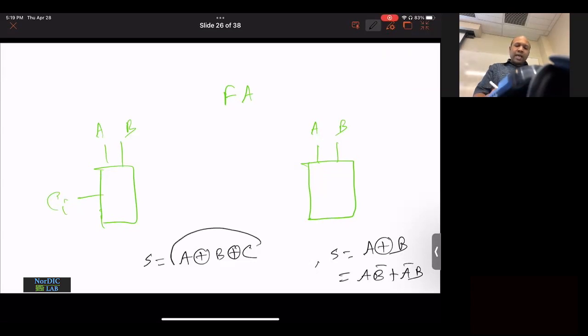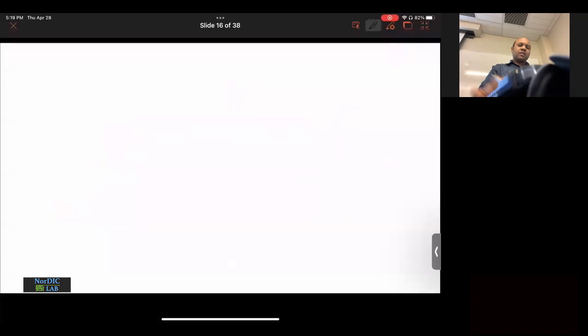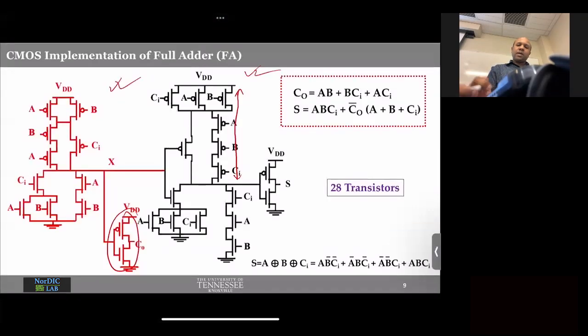Do you guys remember what A XOR B XOR C was? Remember? I know I'm going back and forth, but it's important. A XOR B XOR C was this.